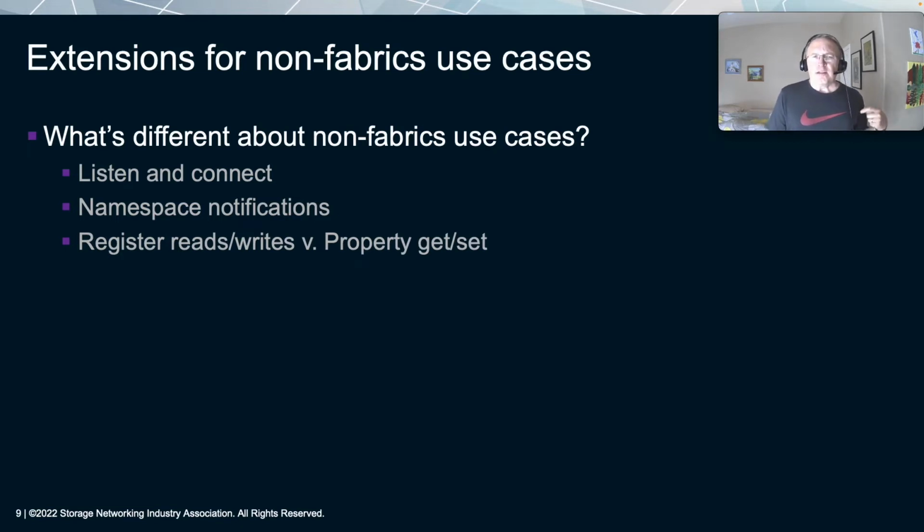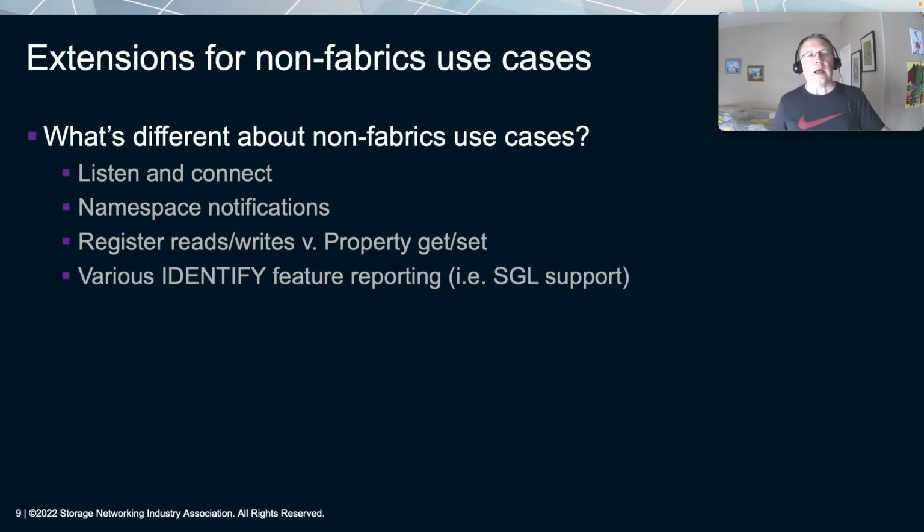When you look at things like VFIO user or an IPU host, they are interacting with a PCIe device, so they're going to be doing register reads and writes. How does that work for Fabrics, which doesn't have PCIe BARs? And then how does an NVMe target running on an IPU report features that are different than what you would expect from a Fabrics target?